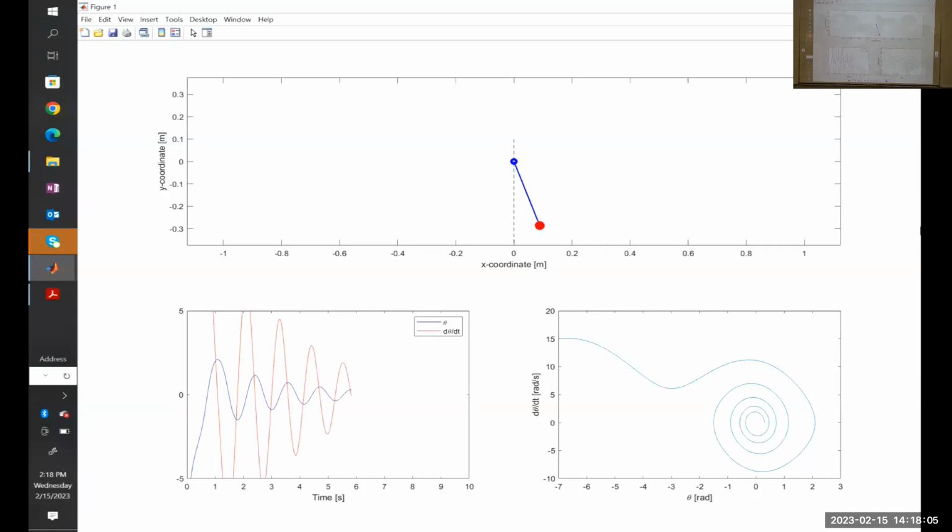What can we do with this? Well, you have the code. I want you to play with this. So how can you play? You can play with the mass. You can play with the length of the rod. You can play with the initial condition and see what would happen with the pendulum.